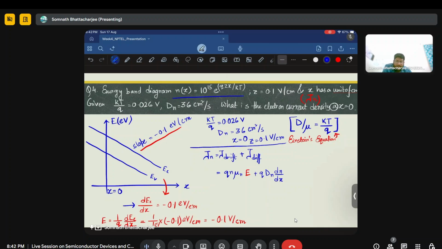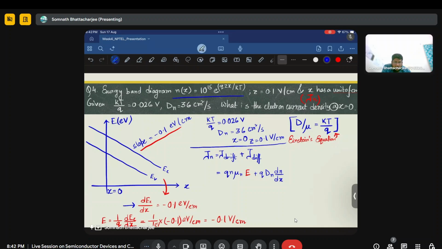That d of EC by dx equals minus 0.1, and also d of EV by dx is minus 0.1, because we can see that these two are parallel lines and they have given the slope. So we are getting dEC by dx, nothing but that. The graph was already inside this question as well. Is it okay? So the slope is given as minus 0.1 electron volt per centimeter.